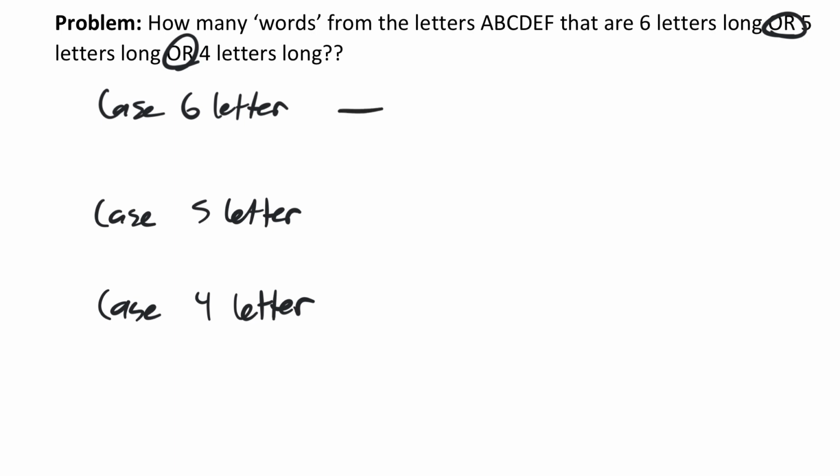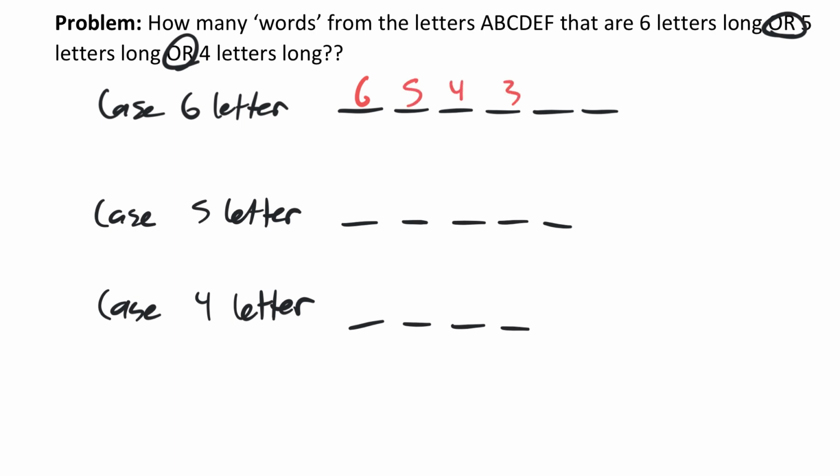So for a 6-letter word, we draw 6 blanks. A 5-letter word, we draw 5 blanks. A 4-letter word, we draw 4 blanks. Now we'll start with the easiest one, the 6-letter word. We have 6 options for the first, 5, 4, 3, 2, 1. And then we simply multiply all these numbers together. That's going to be 6 factorial. And if you've been paying attention, you might have memorized this one. It's going to be 720.